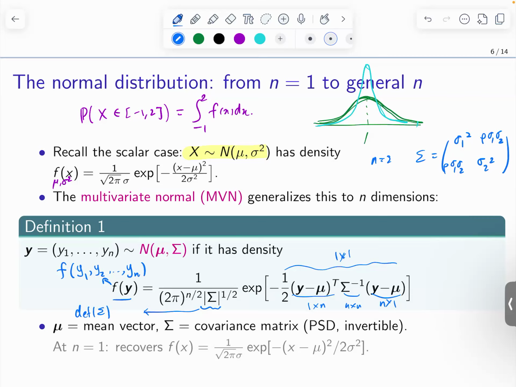If you set n equal to 1, you just recover the one-dimensional formula, because in that case sigma will have a single entry. In n equal to 1, sigma will just be sigma squared, and the inverse would be just 1 over sigma squared. So this would be 1 over sigma squared times the squared term. And you can verify that the determinant would be sigma squared as well. It's one-dimensional, and you get this formula back.